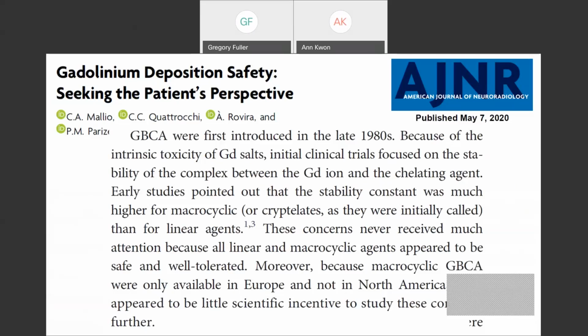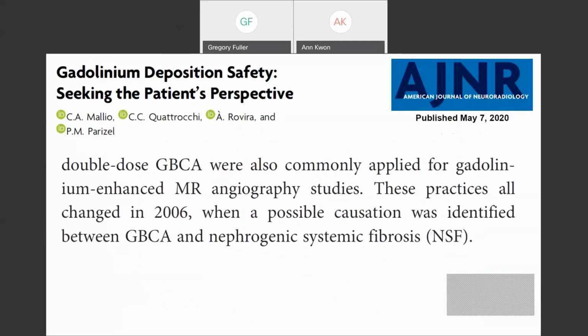And moreover, check this out for all the attendees that are listening from Europe. Kudos. Macrocyclic chelates were only initially available in Europe. No, we didn't even have them in North America. And so there was little incentive over here on this side of the pond to study them, like no problem. And in fact, we doubled down with the dosage. I mean, if one dose is good, 2 doses must be better. Double dose chelate administration for angiography studies.